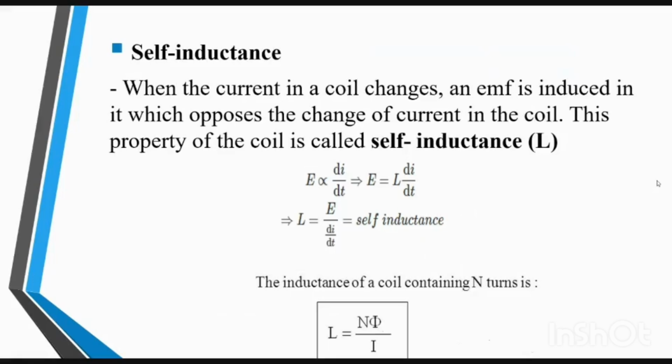There is another equation for inductance of a coil containing N turns, that is L equal to N phi by I. That is, N is the number of turns, phi is the flux, and I is the current flowing through the coil.